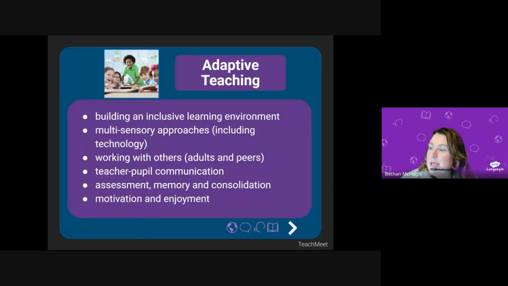So thinking about all of these areas and how we can support children and adapt our practice. If this is something you feel you'd like to know more about, we have got a video talking more about it. Or if you feel there's value in an entire session on adaptive teaching, then I'm very happy to run that as well and talk about it in more detail.